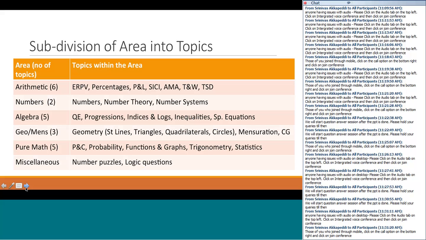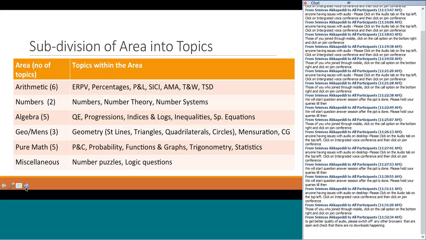Arithmetic, there are 6 topics. Equations, ratio, proportion, variation, ERPV as I call it. Percentages, I am using percentages as a separate topic itself. Profit and loss, simple interest and compound interest, that is SICI. AMA, averages, mixtures and alligation. Time and work, and time, speed, distance.